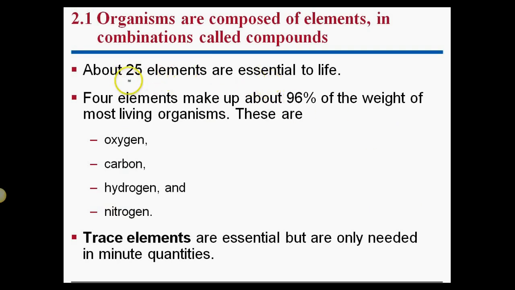25 of those elements are essential to life, and if you're looking at those, that's essentially what? Your carbon, your hydrogen, your oxygen, your nitrogen, the calcium, the phosphorus, all that stuff down the list, and then the trace elements. So those are going to make those things up. Okay. Again, 4 elements make up 96% of the weight of living organisms, and those are carbon, oxygen, hydrogen, and nitrogen. These are essential but only needed in minute quantities. Those are your trace elements. You just need a teeny tiny little bit of those. A little bit.